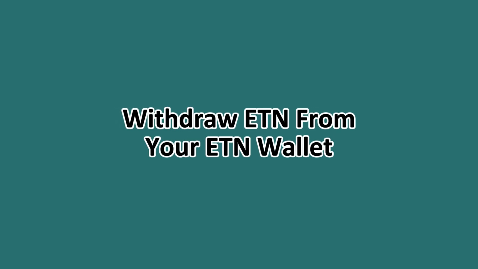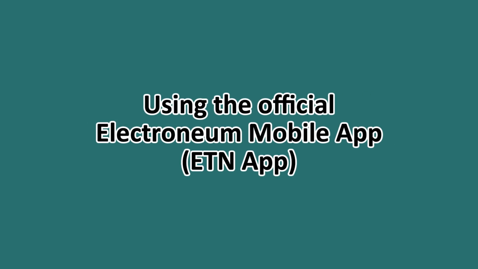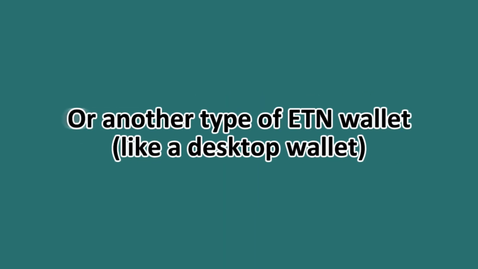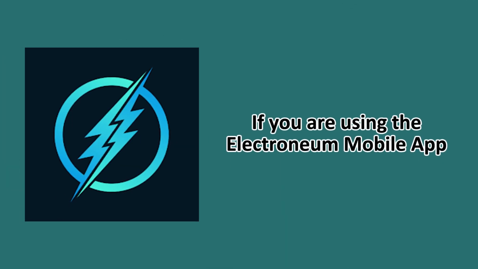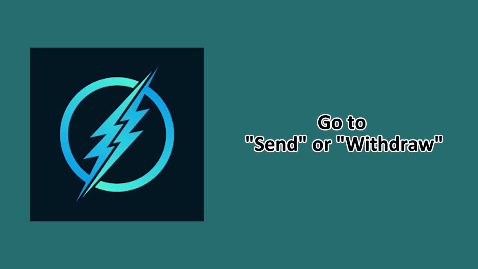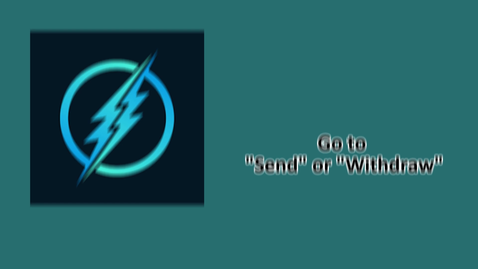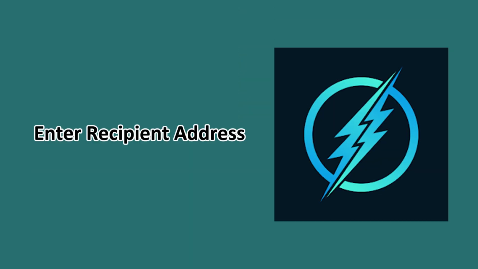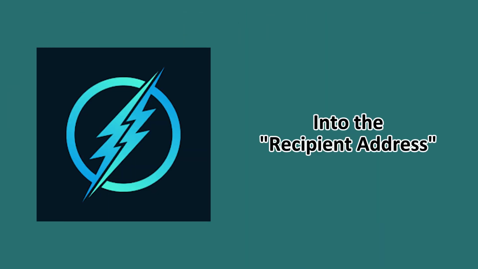The next stage is to withdraw ETN from your ETN wallet. This part will depend on whether you're using the official Electroneum mobile app or another type of ETN wallet. Now, if you're using the Electroneum mobile app, which is most common, the first thing you'll need to do is to open the ETN app. So log on to your mobile wallet application, then look for the option that allows you to send or withdraw ETN. After that, paste in the ETN deposit address which you copied from KUCOIN into the recipient address or to the field that shows receiver.